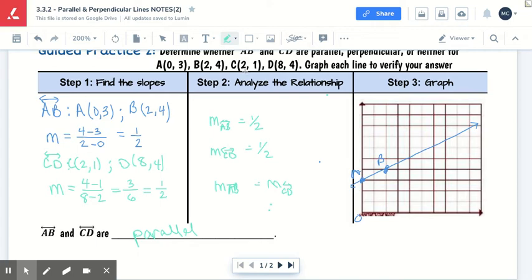Next up I've got point C is at 2, 1. So 2, 1 is here. And point D is 8, 4, so that would be over 4, 5, 6, 7, 8, and up 1, 2, 3, 4. There's D. And again, I'm going to freehand it, so it's not going to be perfect, but hopefully it'll come out fairly decent. And just at a glance, it looks like these two lines are parallel.